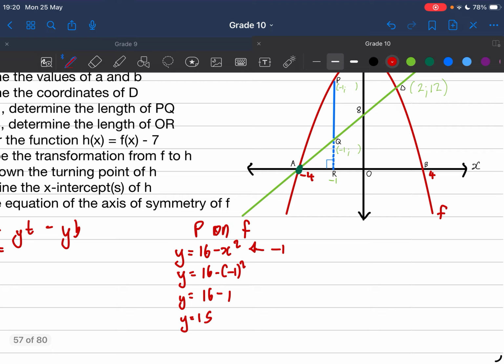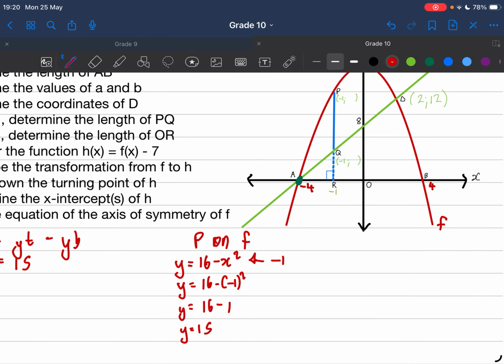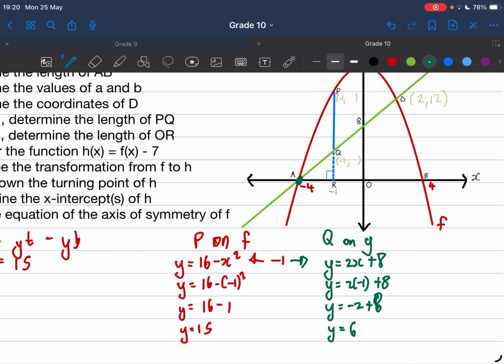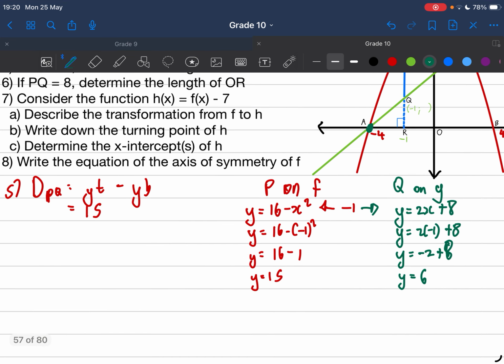So y top is basically 15. But now Q is on G. So in my G function, which is 2x plus 8, I can take that same -1 and sub it there. So y is equal to 2 into -1 plus 8. So y is equal to -2 plus 8, which is going to be 6. Sorry, so -2 plus 8 is 6. So my y bottom value is 6.